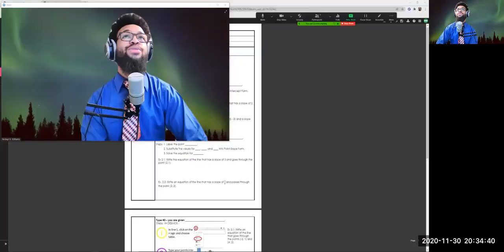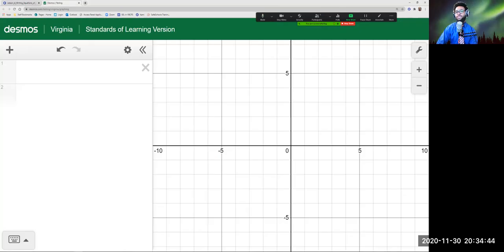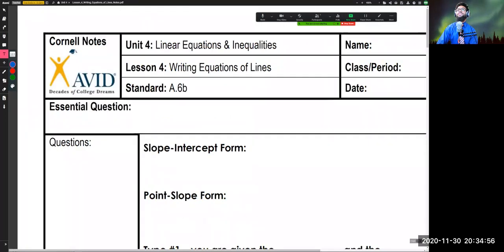Before you pull up the notes and get into the notes, go ahead and open up a Desmos tab. We're going to come back to this tab later. Open it up so you have it open and you can type in the stuff with me. But for now, let's go ahead and get on the notes. So this is our lesson 6. I believe we got the numbers wrong a little bit up here, but writing equations of lines. That's what we're going to be covering.